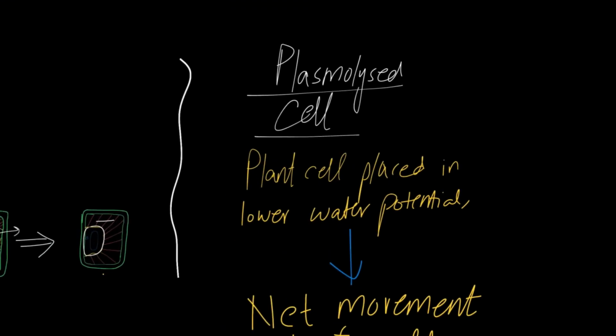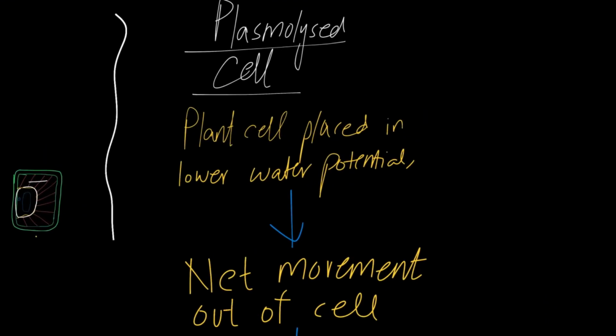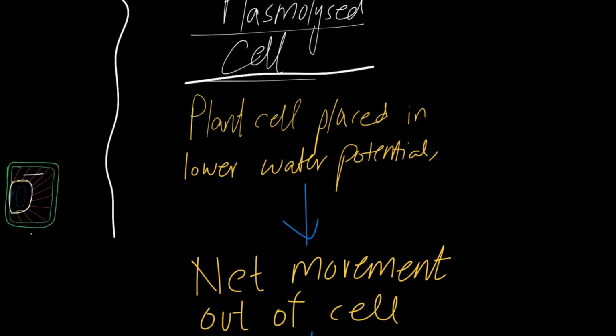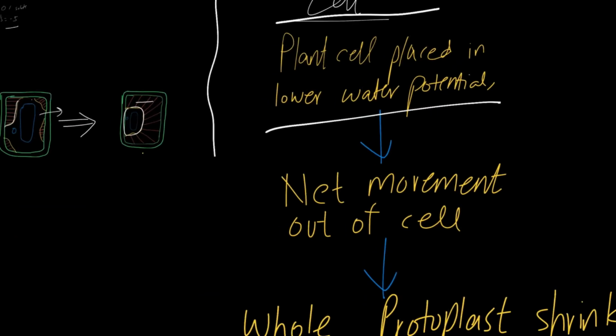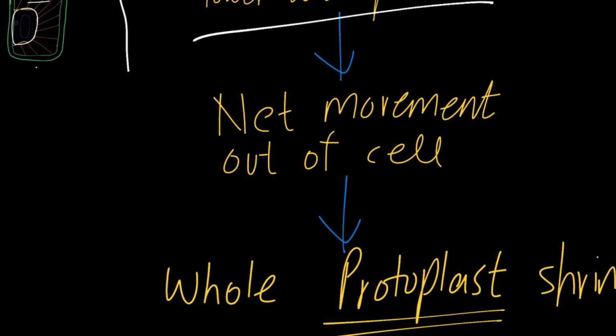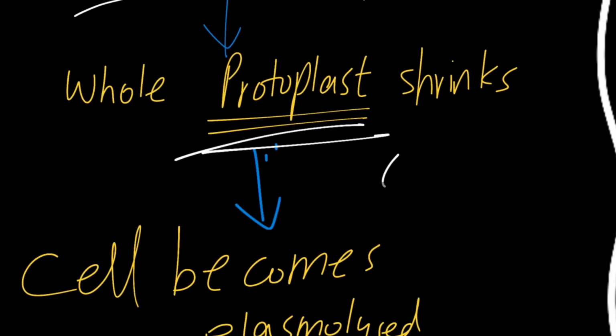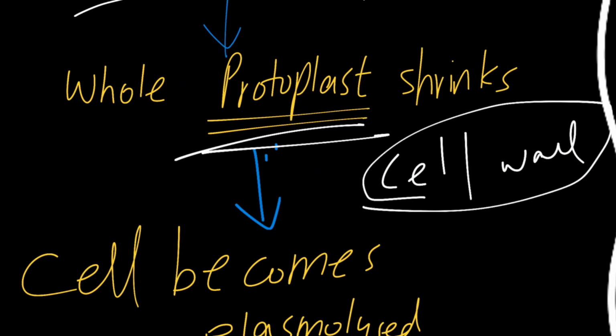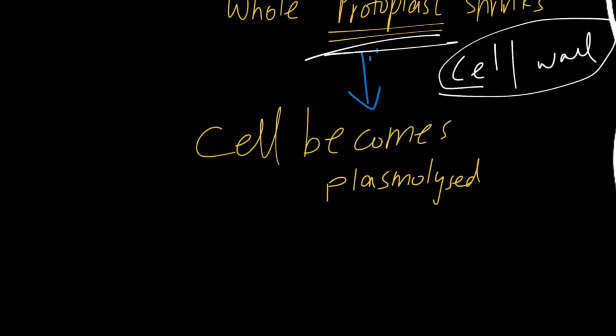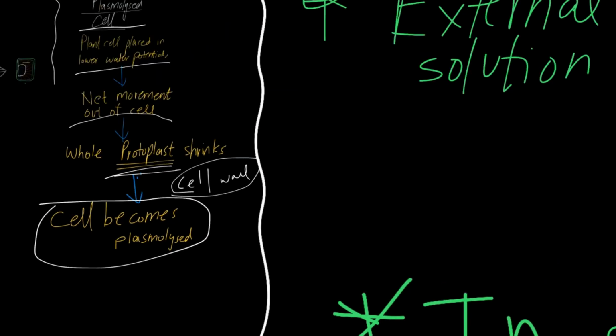Moving on, we have to learn about the plasmolyzed cell, the detailed explanation. So a plant cell is placed in a lower water potential than inside. As a result, the net movement of water molecules occurs out of the cell and the whole protoplast shrinks. Now, what a protoplast is, it is the complete plant cell other than the cell wall. So, cell wall, everything except the cell wall is protoplast, right? So the complete protoplast shrinks and the cell thus becomes plasmolyzed. We call this the cell becoming plasmolyzed.